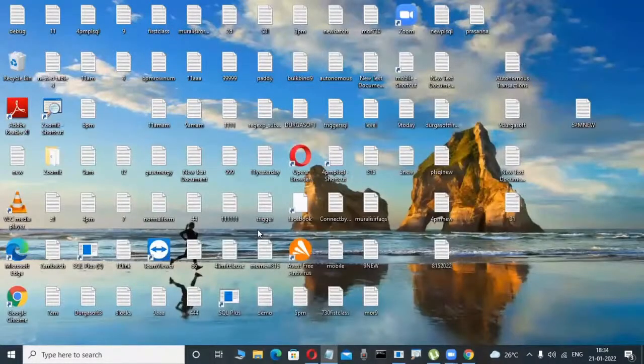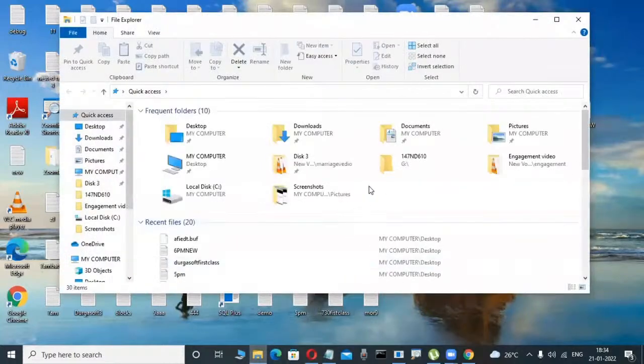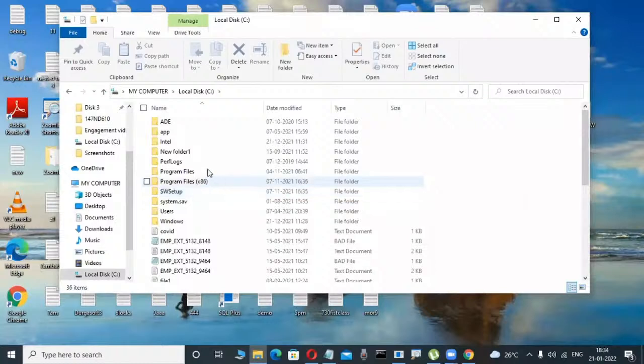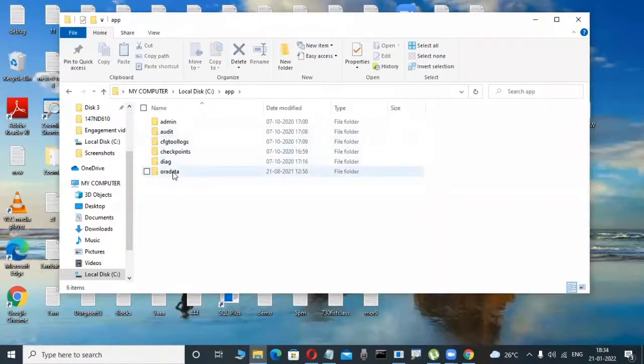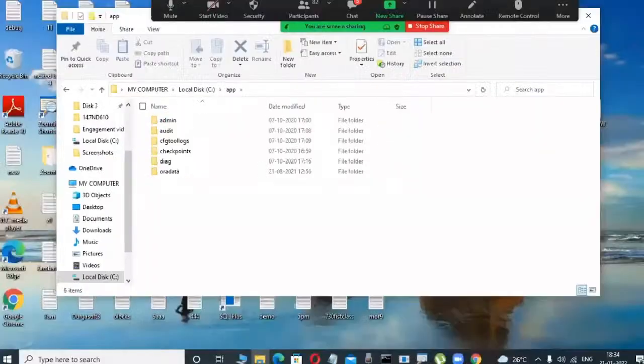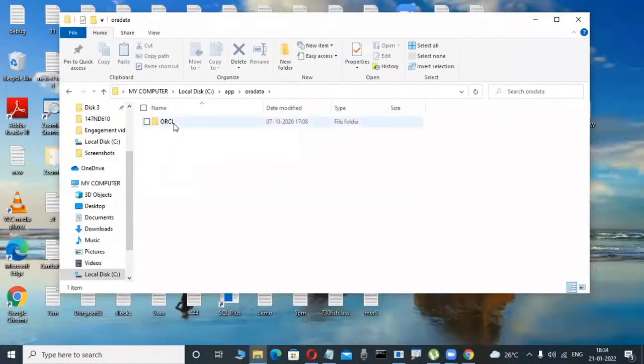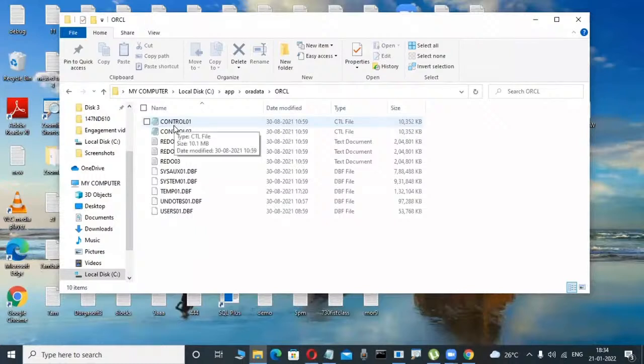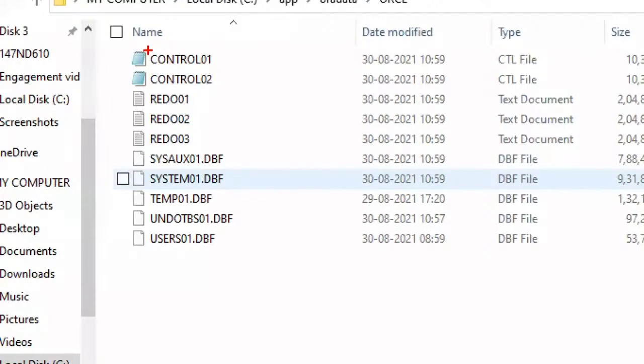Now I'm interested to view whether this table is created or not in my operating system. Suppose it is a Windows operating system, where I already installed Oracle. In that location, for example C colon, where Oracle is, those are all directories, folders. Here: Oracle, Oradata, ORCL. I'm observing only. In C colon, I installed my Oracle software.